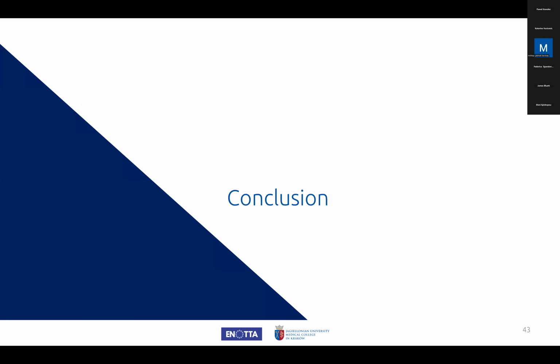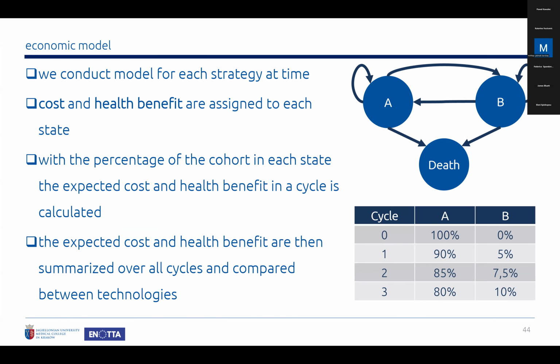So these were the main models used in health economics. And it is good to know that in Markov models and partitioned survival models, after calculation, the cost and health benefits are assigned to each state. So we calculate this table with Markov models and partitioned survival models, the occupancy of each state in a given cycle.